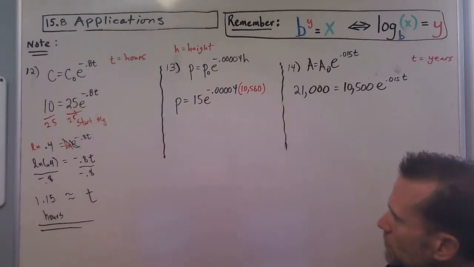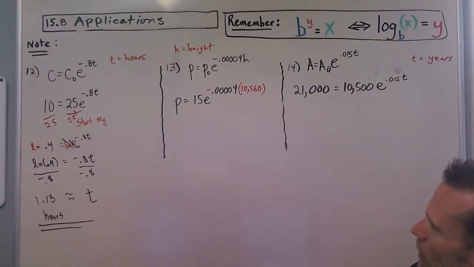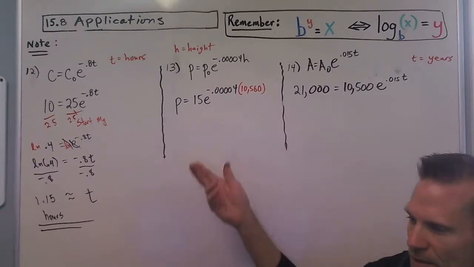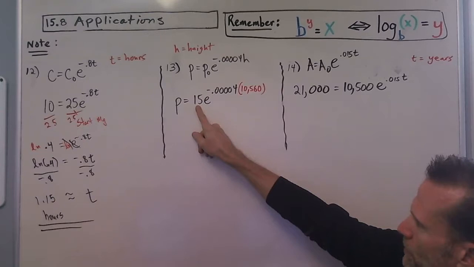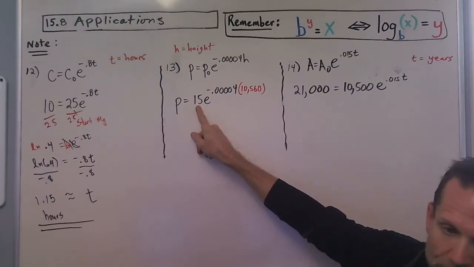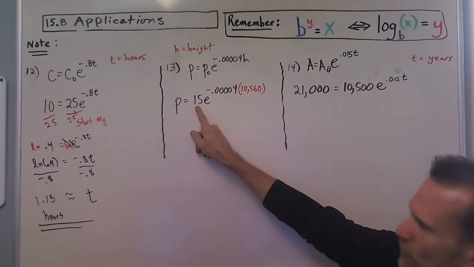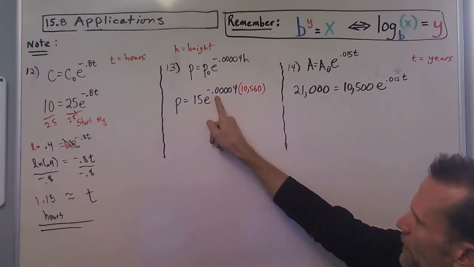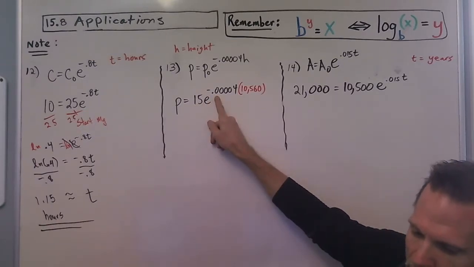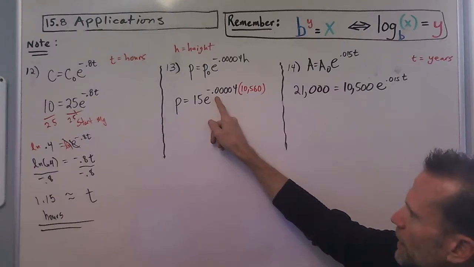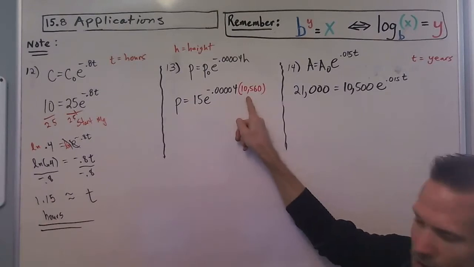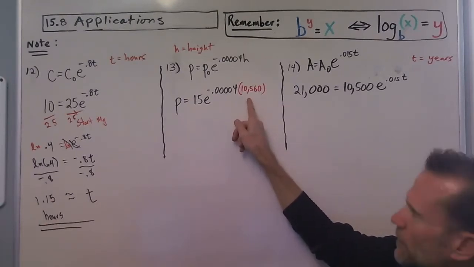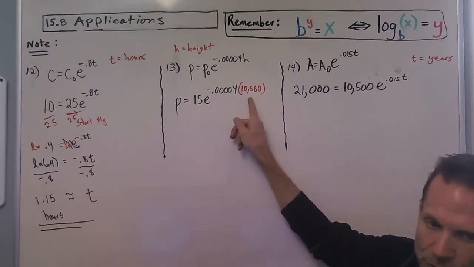Now this next problem talks about how the pressure decreases as an object goes up into the atmosphere. So this is an initial 15 pounds per square inch, and it's going to decrease in pounds per square inch as we go up, to a height of 10,560 feet, which I believe is 2 miles.